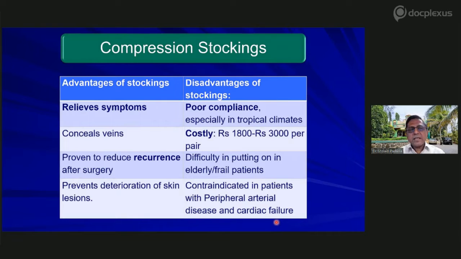Varicose veins will still progress over a period of time in spite of wearing compression stockings. So while there are some advantages of stockings, like they can relieve symptoms, the disadvantage is poor compliance, especially in our hot tropical climate. Also, they are quite expensive and they last only 3 to 4 months. You have to buy new ones. It's quite difficult to wear. Sometimes it takes 20 to 30 minutes to put on the stockings. In elderly people, they may even need an assistant. And of course, if you have severe peripheral arterial disease or patients with cardiac failure, it is contraindicated.